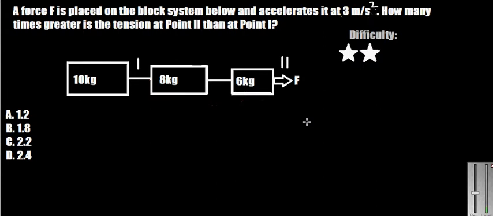If force F is placed on the block system below and accelerates it at 3 meters per second squared, how many times greater is the tension at point 2 than at point 1? A 1.2, B 1.8, C 2.2, D 2.4. Difficulty 2 question.